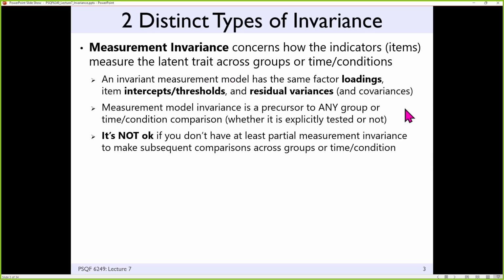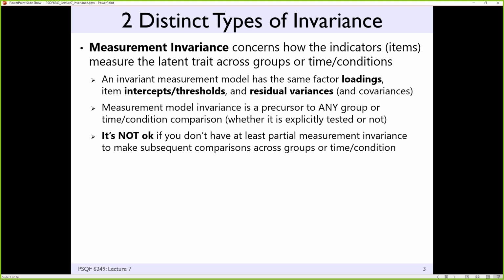So the terminology then, to become more specific, we're talking about 2 distinct kinds of invariance. Measurement is one and structural is the other. So measurement invariance concerns the measurement model parameters. In a CFA context, that would be the factor loadings. What else do we have in a CFA measurement model? We'll make this into a review.